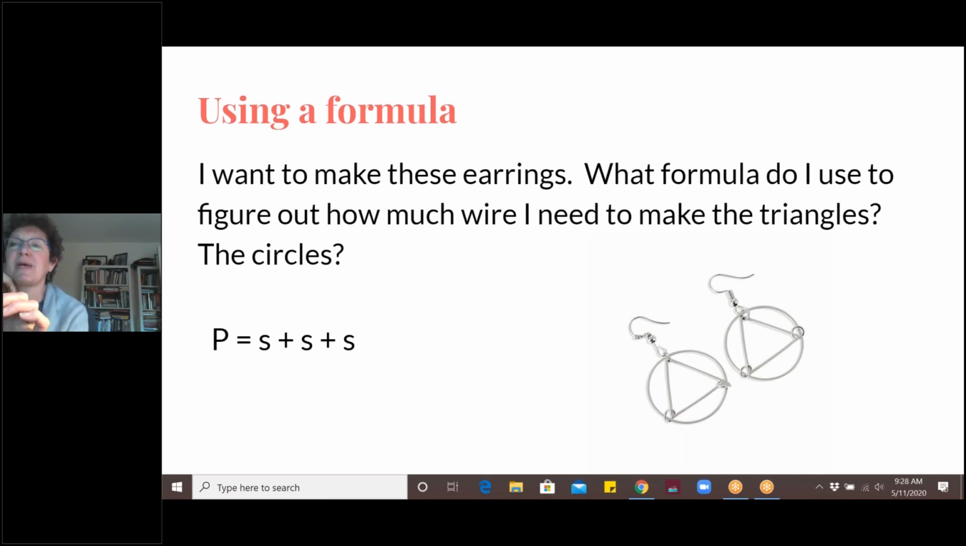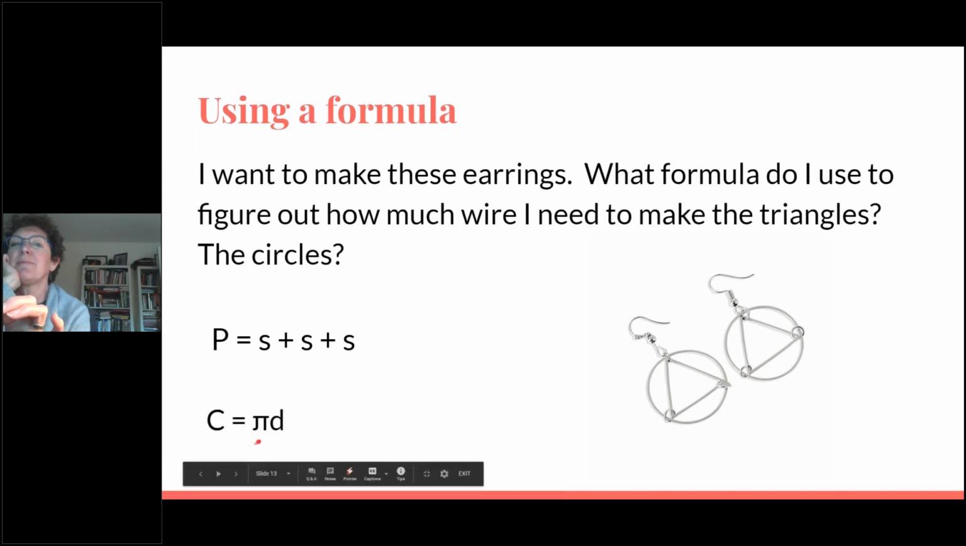Two earrings, so I want to multiply it by 2. You just want to multiply it by 2 because it's 2 ears. Right, correct. And then you already said how much wire I need to make the circle. You told me the circumference, which is pi times the diameter. And remember, the diameter has to go straight across from edge to edge and go right through the center of the circle. Right. And the diameter is the radius squared because the radius is half of the diameter.